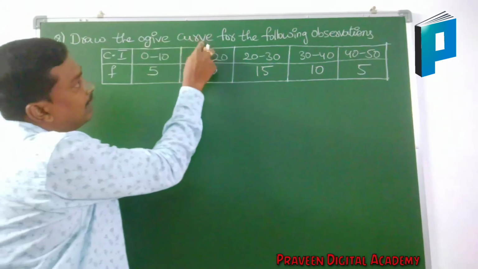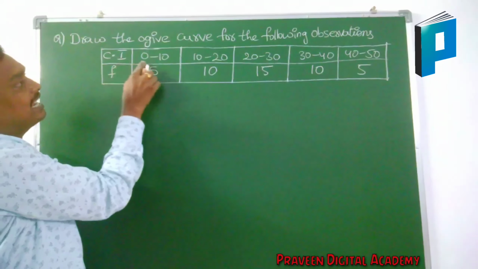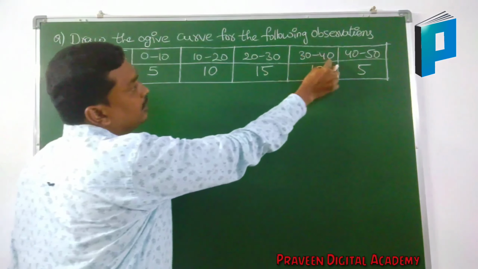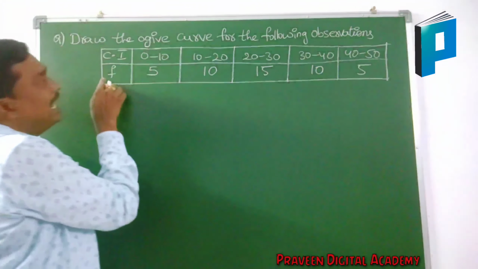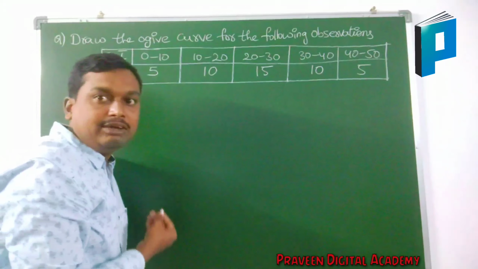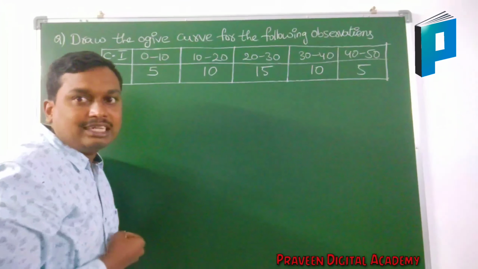Draw the ogive curve for the following observations, and they gave the class intervals 0 to 10, 10 to 20, 20 to 30, 30 to 40, 40 to 50. And the frequencies are 5, 10, 15, 10, 5. They gave the frequencies and also the class intervals.